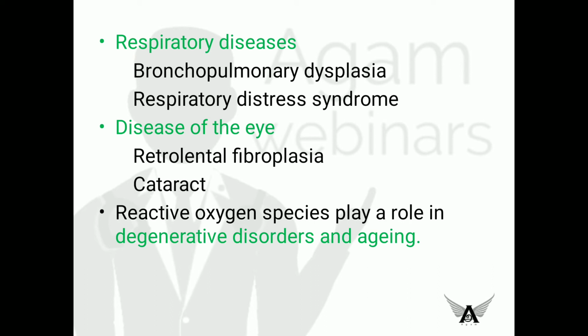Second condition is cataract. It is due to photochemical generation of free radicals and it causes damage to the tissues of the eye. Next, reactive oxygen species also play an important role in degenerative diseases of the brain like Parkinsonism, Alzheimer's, and multiple sclerosis. Also, they are important in the aging process and cause aging.